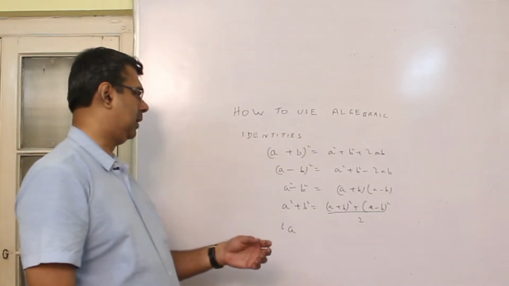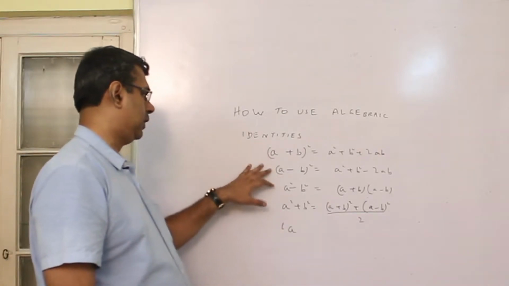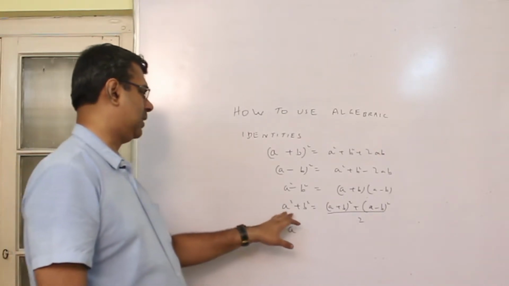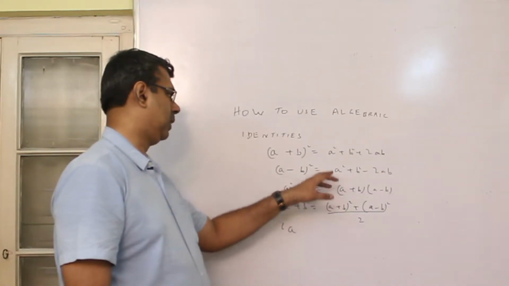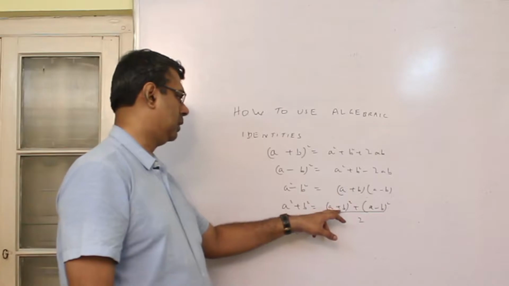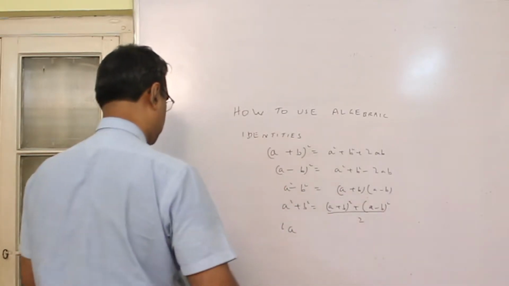Now there are some identities which can be derived with the help of the first two. For example, let's say you want to find a square plus b square. That will be obtained by adding these two. So it will be ((a plus b) whole square plus (a minus b) whole square) by 2.